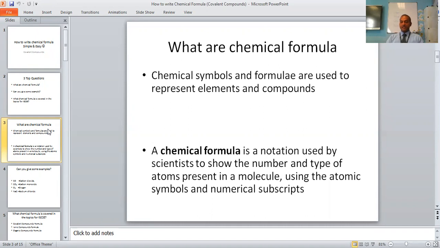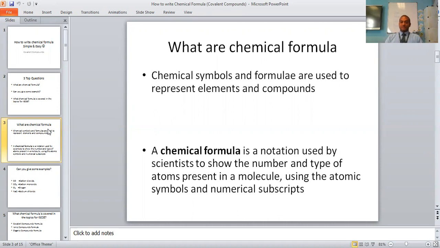So most of you have seen a periodic table, and all the symbol for the chemical element can be found from the periodic table. So you might need a periodic table for today's lesson.